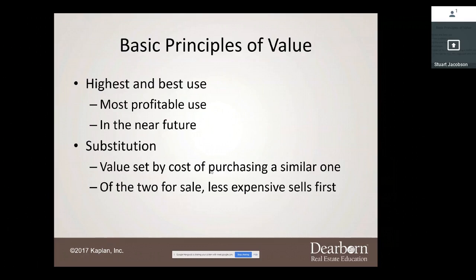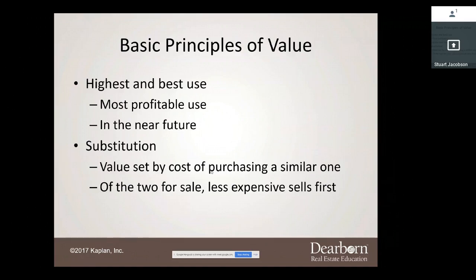Now, basic principles of value. To get the highest value for your property, you must have its most profitable use, okay? And also, it has to have some sort of substitution principle. Let me talk a little bit about the substitution principle.